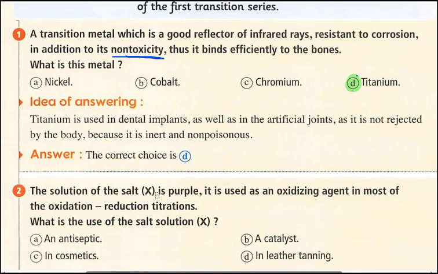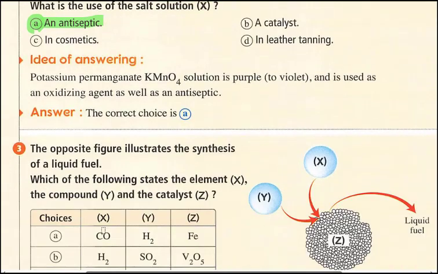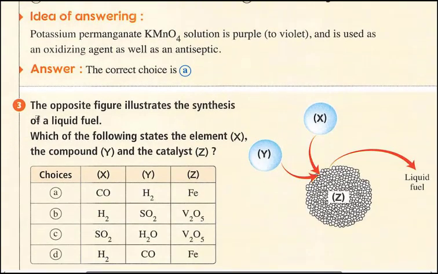The solution of salt X is purple. It is used as an oxidizing agent. Purple oxidizing agent: potassium permanganate, KMnO4, again. In most oxidation reduction reactions, titration. What is the use of the salt solution X? It also has an antiseptic effect. Potassium permanganate is used as an oxidizing agent, and it has an antiseptic effect. Okay, let's have another example.